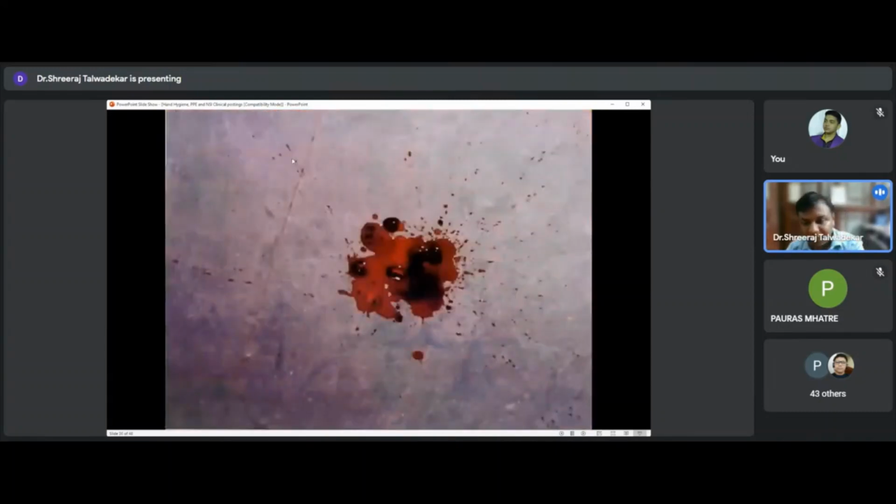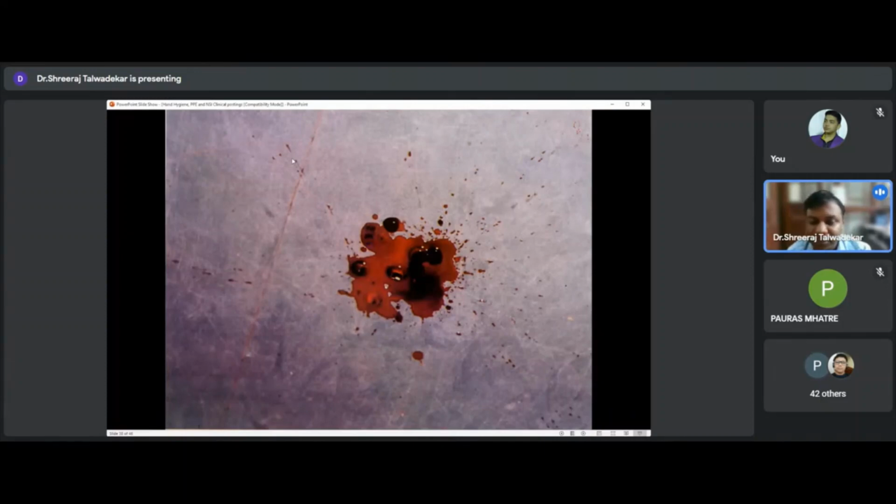So what do you do in case of management of spills? Suppose when you are doing internship or during your clinical postings, you see a big patch of blood on the floor, what will you do? You will just wipe it with your shoes and run away from there. "I haven't done anything, nobody saw me," right? So that is not what you need to do.